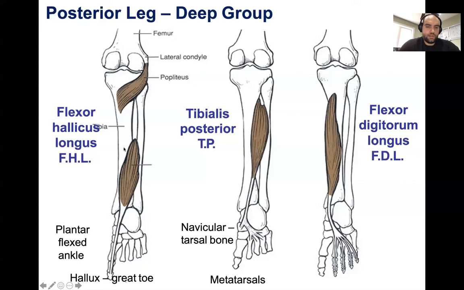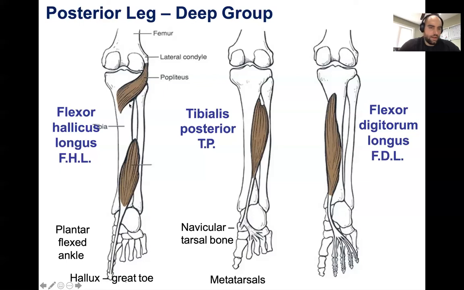So it's a large muscle of the posterior leg. It's on the lower third of the fibula, so not on the top, more so on the distal aspect of the fibula. And it goes all the way down to the distal phalanx of the great toe, right? So the very last phalanx. Because it goes all the way down there, it flexes the entire toe. So it causes toe flexion.